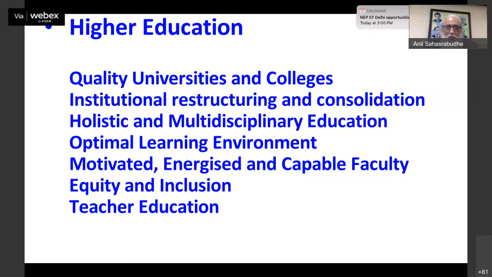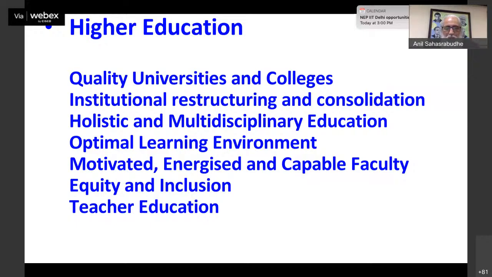Whether we should get into those rankings or not is a different issue. But nevertheless, it is a fact that we are not recognized at the same level as some of those universities abroad. And therefore, how do we improve the quality of these universities and colleges? A chapter is devoted to this aspect. It has linkages with some other later chapters as well. And that's why I stop at this, move on, and then come back to this as and when it is required. Then comes the institutional restructuring and consolidation.